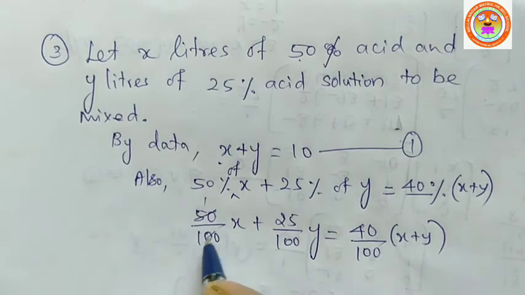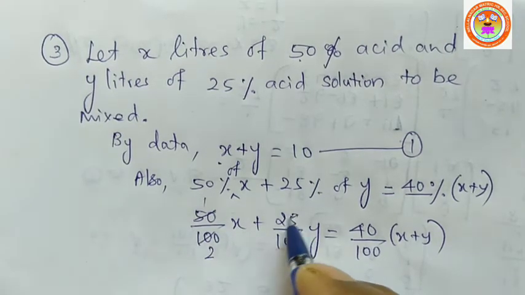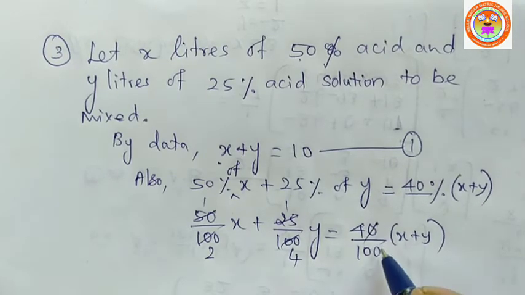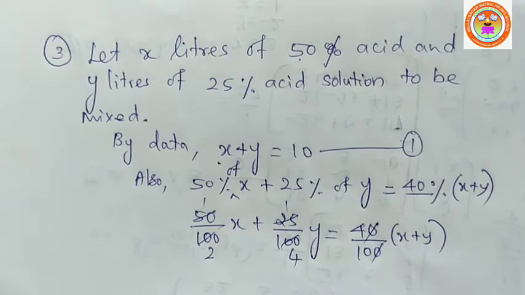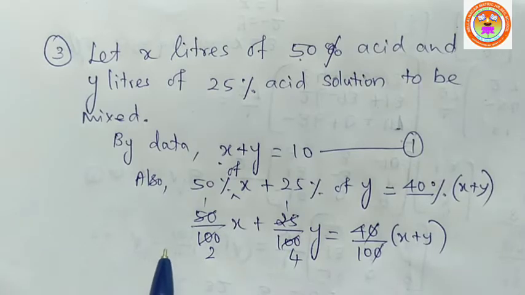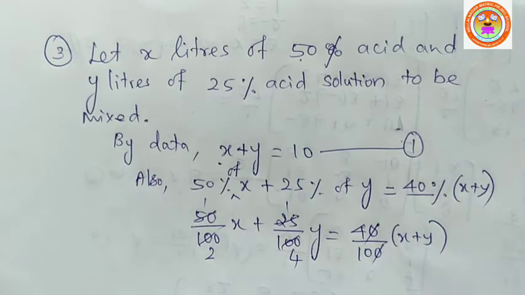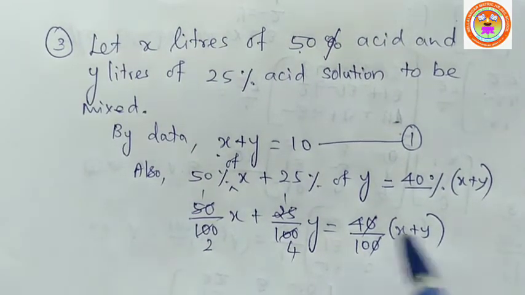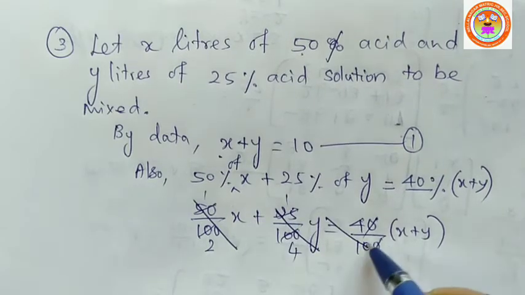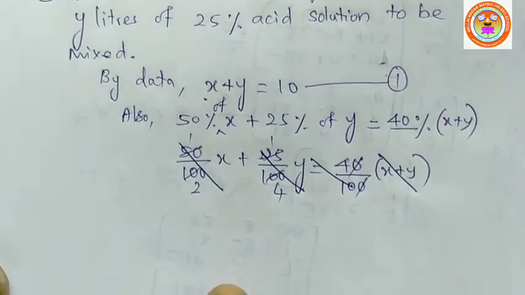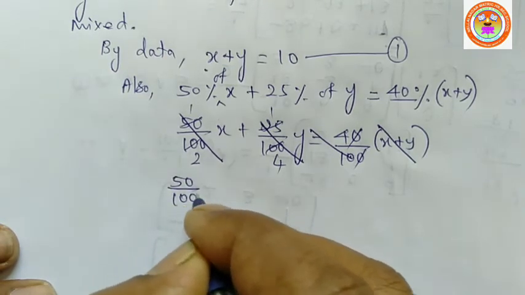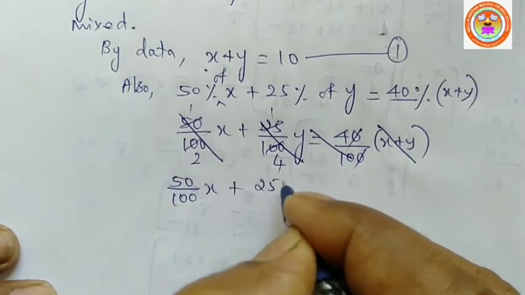Or we can do one thing, just multiply by 100. It will be very simple, right? Instead of cancelling, we can just multiply by 100. If we multiply by 100, what will we get?